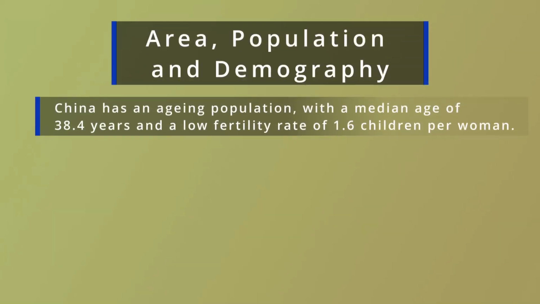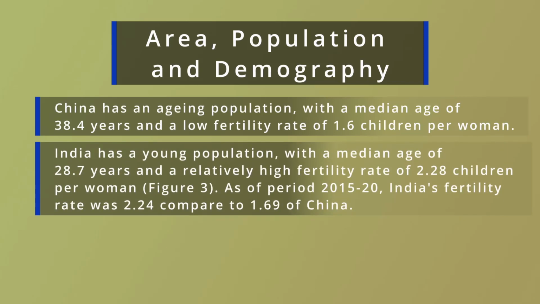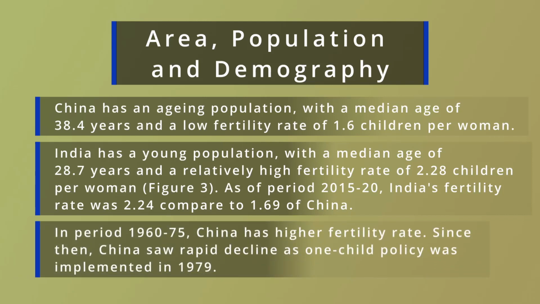In case of India, the average age or median age of the population is relatively lower compared to China. It is also true that the fertility rate of China is lower than that of India. But during the period 1960 to 75, the fertility rate of China was higher than that of India. But after that, in the year 1979, the Chinese government adopted and implemented a single child policy.